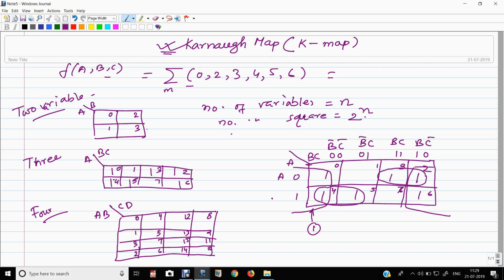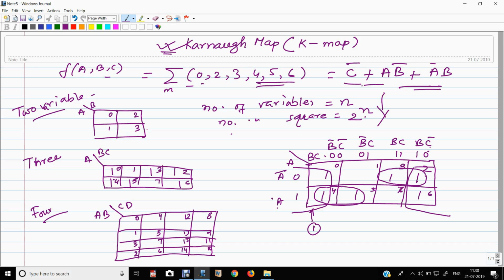And this is A bar. This is A. So this C bar is the common between these two columns. So C bar plus what is common between these two? A is common and B bar is common. A B bar plus what will be common between these two squares? A bar is common and B is common. A bar B. So this is the expression of a min term expression. This is a simplified expression we can derive from this Karnaugh map.